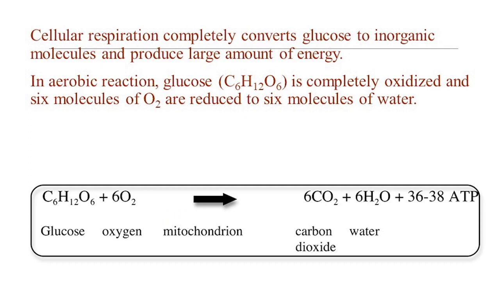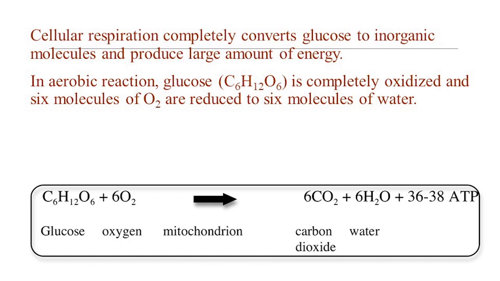Cellular respiration. This one is different from anaerobic respiration because this process completely converts glucose into inorganic molecules and produces a large amount of energy. That's why I talk about 36 to 38 ATP.